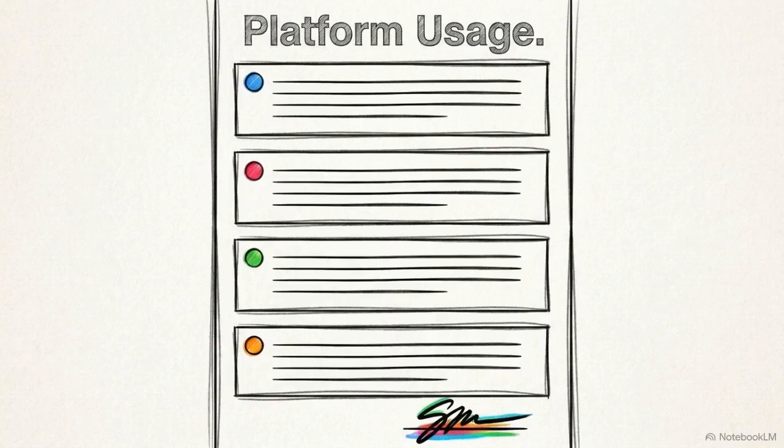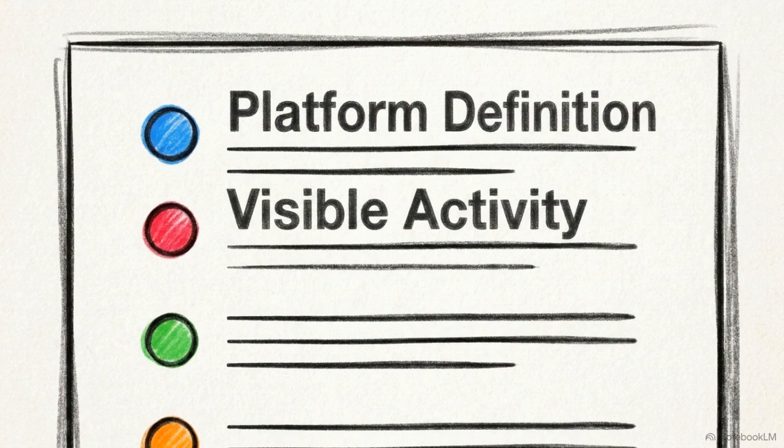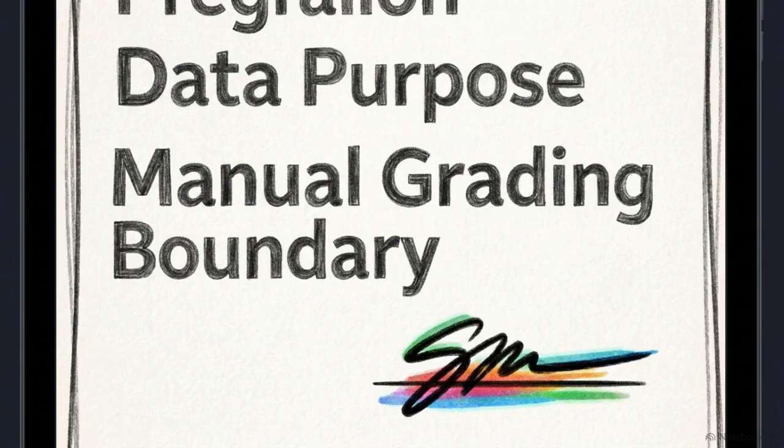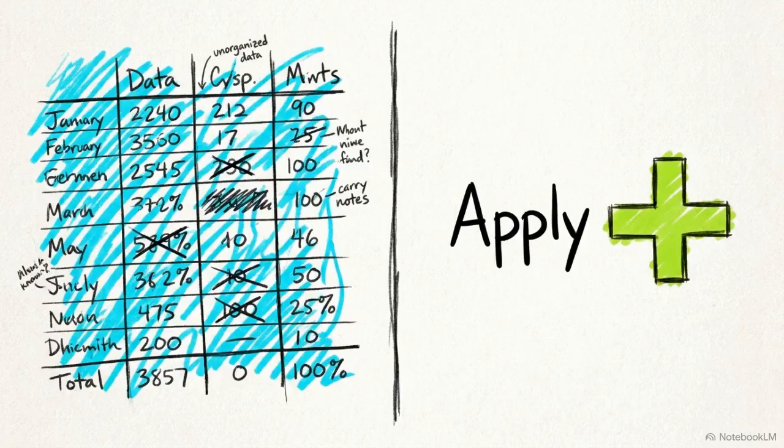This syllabus template lays out the 4 distinct points you need to draft. State clearly what the platform is, detail exactly what activity is visible to you, explain how you use that data to help them, and define precisely where the AI ends and your manual grading begins. Rich per-student visibility is a powerful tool. When you pair that visibility with strict ethical boundaries, you turn digital surveillance into true stewardship.